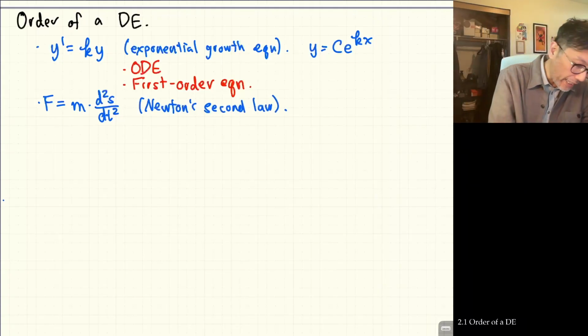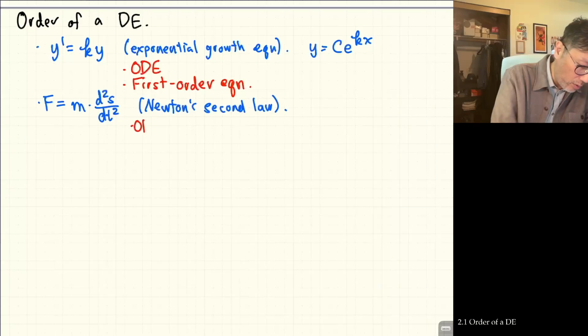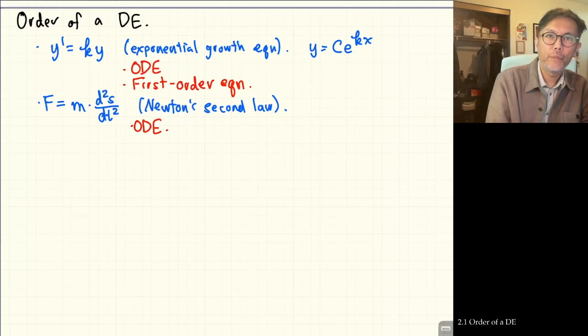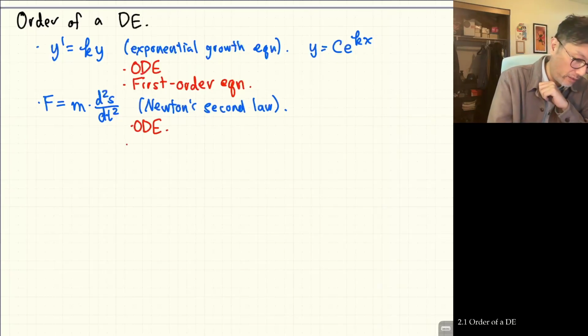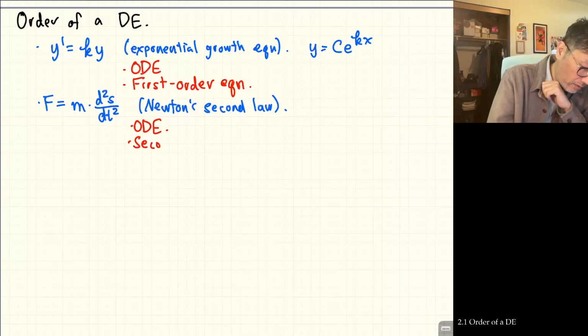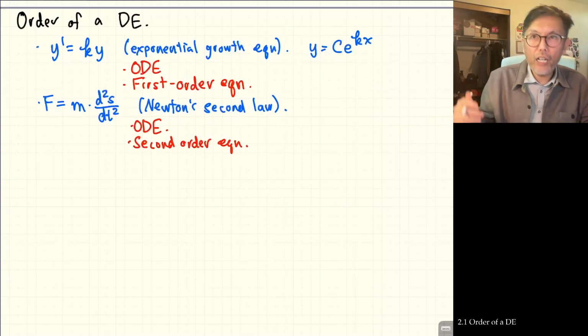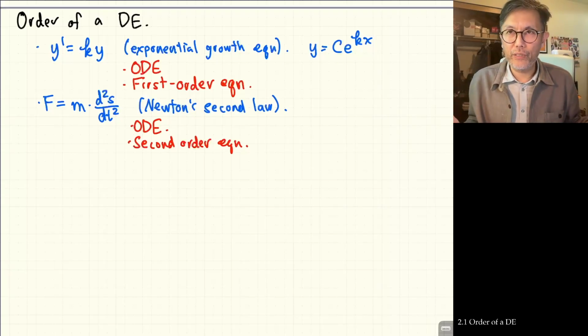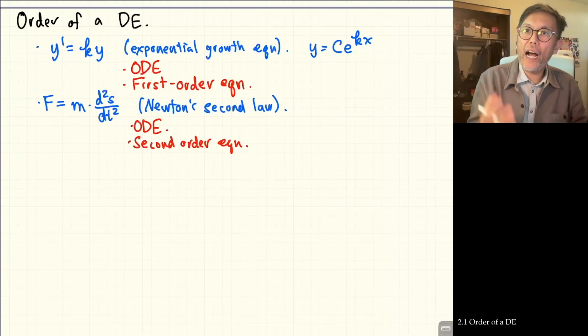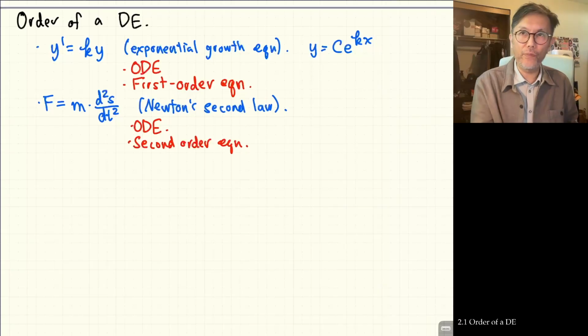And this is an ODE again, just like the previous equation. But now we're talking about a second order equation, for, I hope, obvious reasons. It's second order because the highest derivative involved in this equation here is a second derivative.